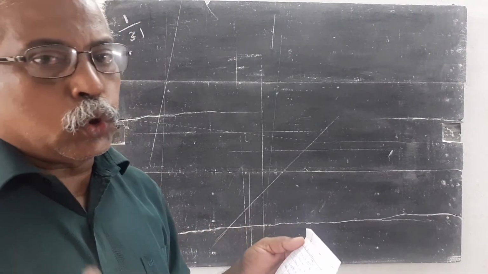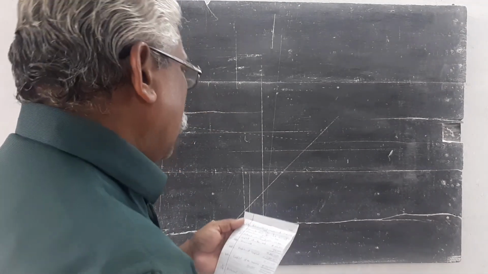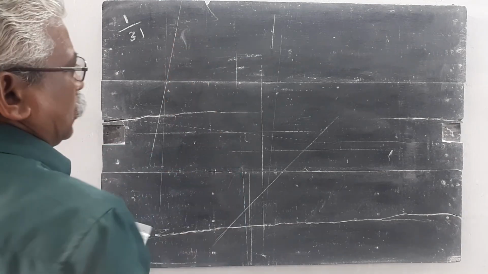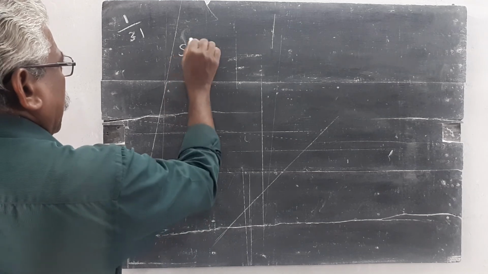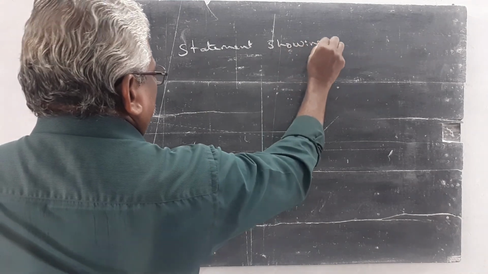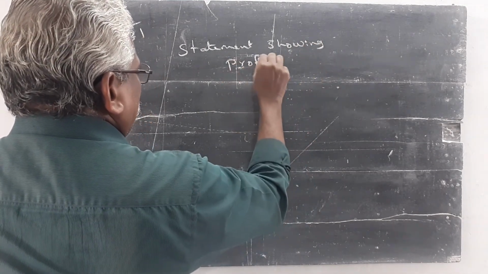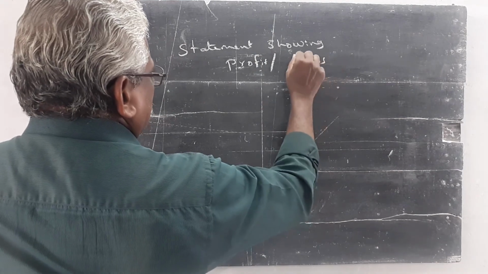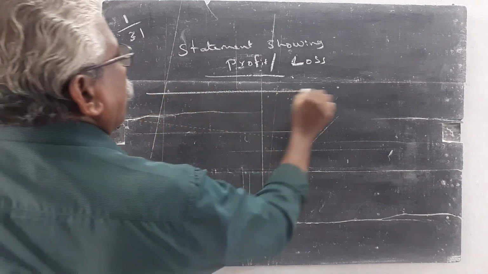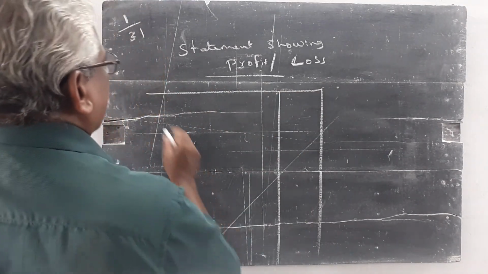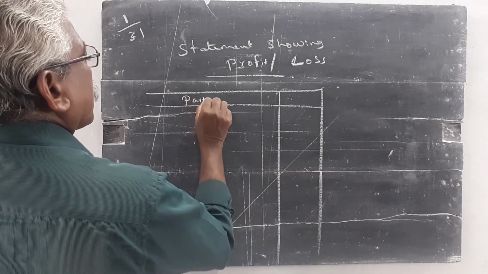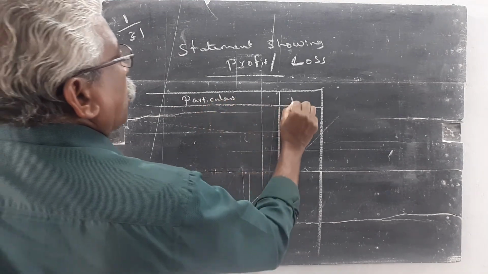Accounts from incomplete records, 2 mark questions alone I am going to explain. Then, ascertain profit or loss. In the question, ascertain profit or loss. So, first we write the statement showing profit or loss. We have to write the heading. Then we have to draw the columns. That is, first column particulars and amount.